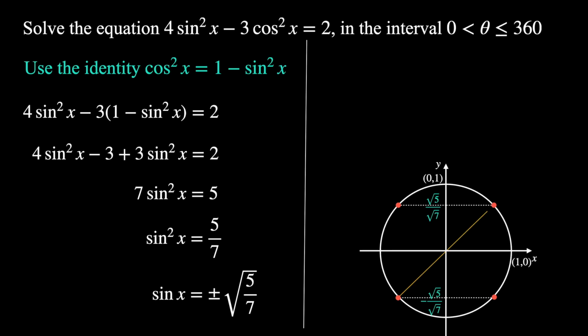Then draw in your radii. And we're trying to figure out that angle of rotation to that first point. That's going to allow us to find the rest of the solutions. So what is that? Well, we take the inverse sine of root 5 on root 7.